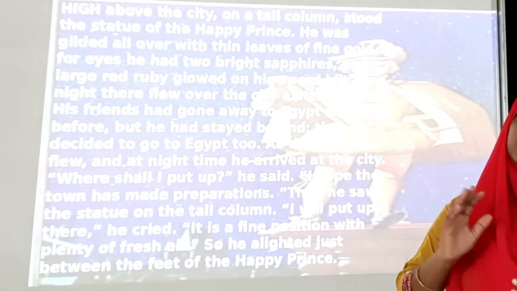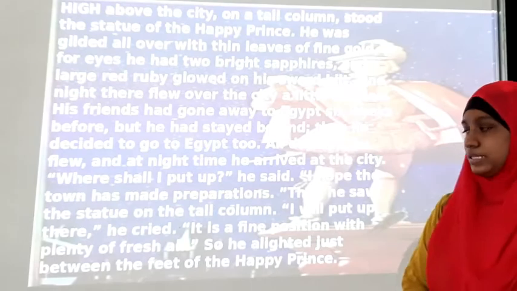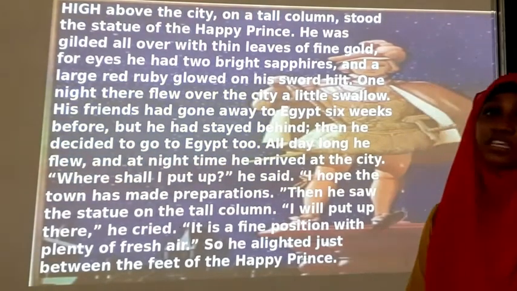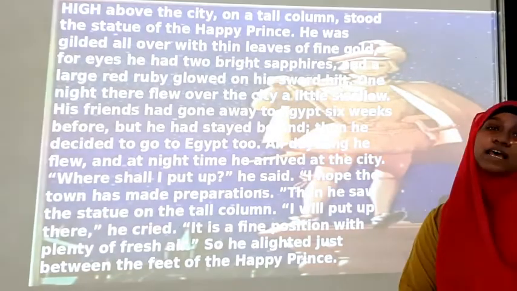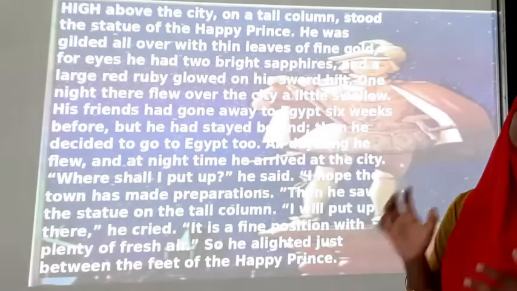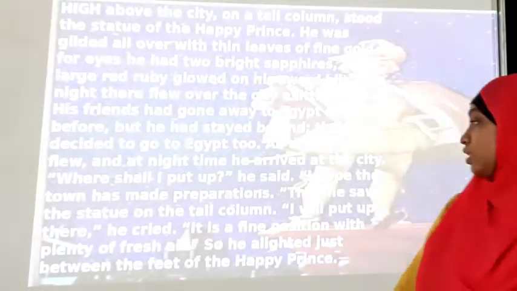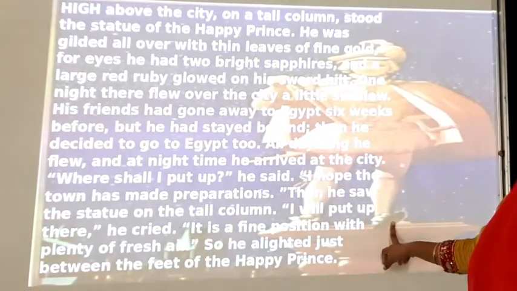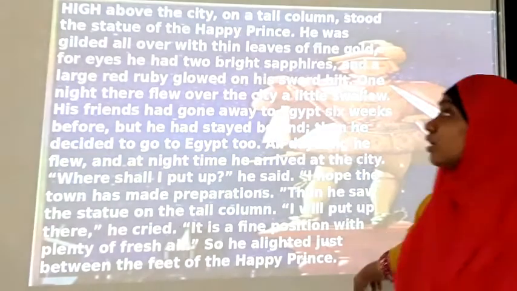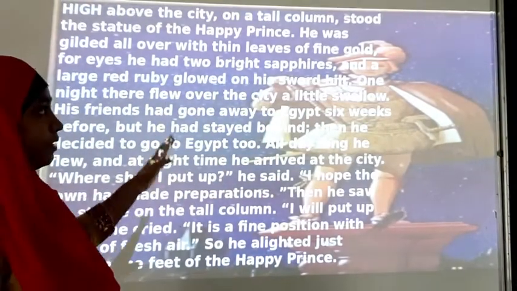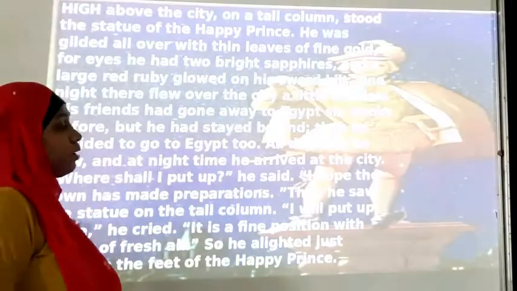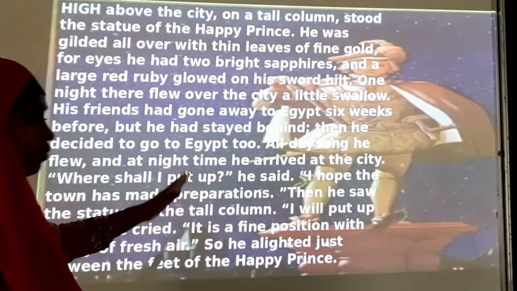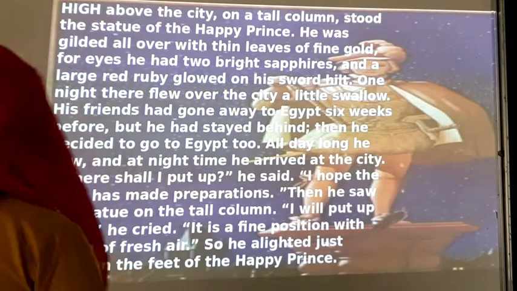So the swallow decided to sit on the statue. He alighted just between the feet of the Happy Prince. Between the feet of the Happy Prince, the swallow decided to sleep. Now this is what happened: who was the Happy Prince, and how the swallow went over there and sat. Now let us see what is happening after that.